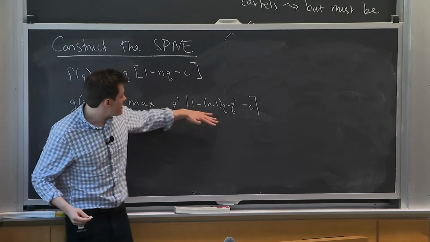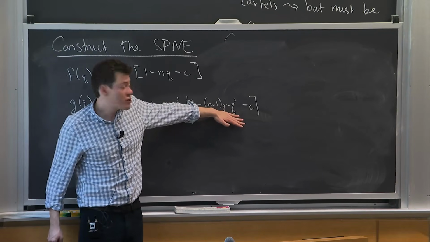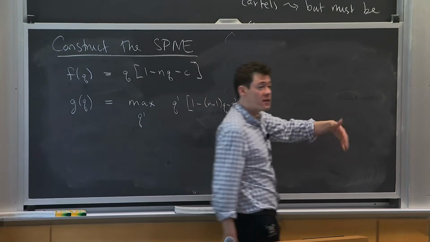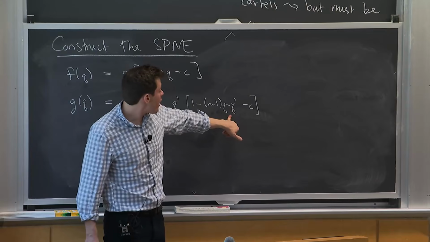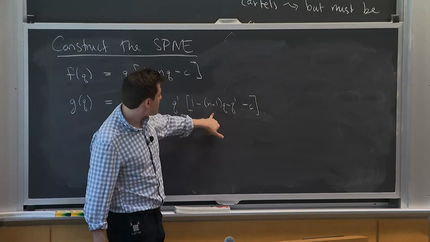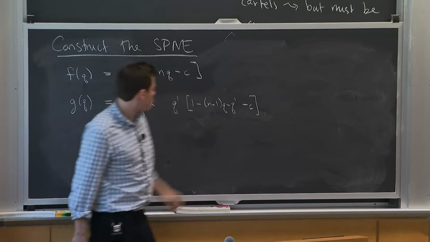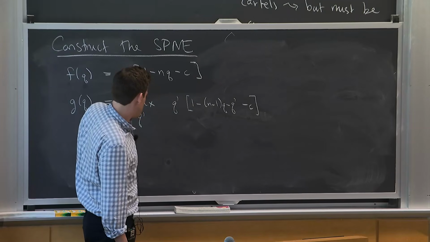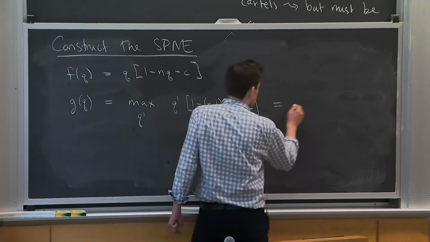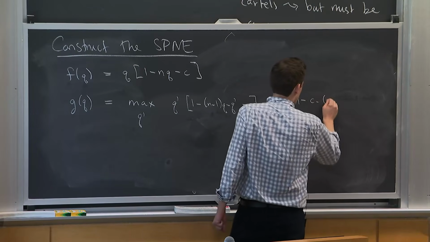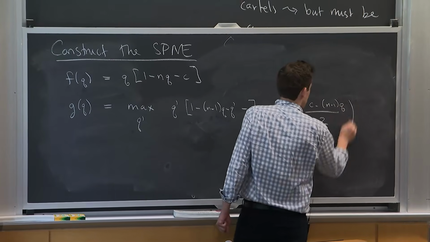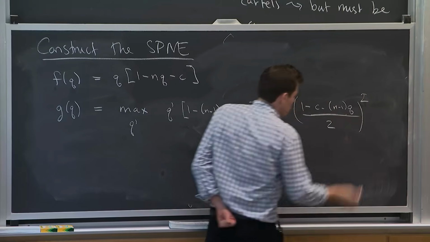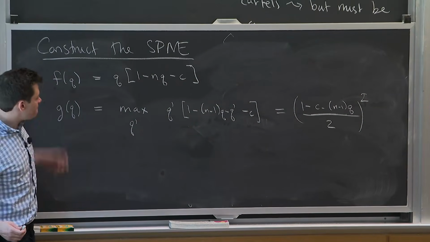Here, the price is 1 minus the total quantity on the market. The total quantity on the market is what's produced by everyone else, which is q times (n minus 1), because there are n minus 1 other firms, each producing q. If I choose q prime, this gives me the total amount produced, this gives me the price, and then I subtract my cost. We could do a little algebra here, but the formula doesn't really matter, so we'll just stick with these two formulas.